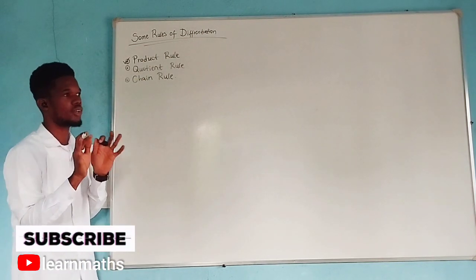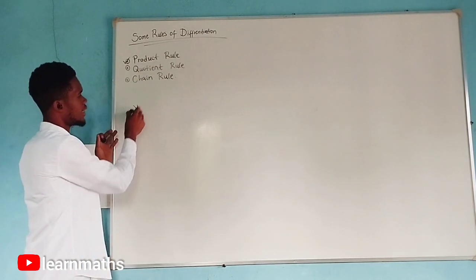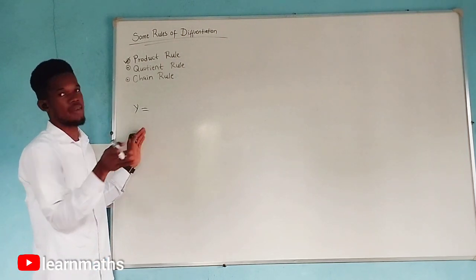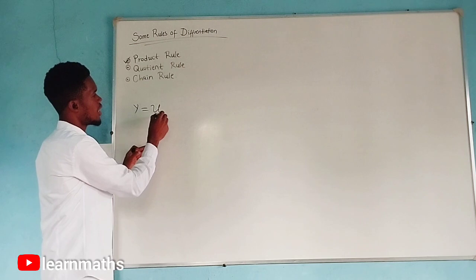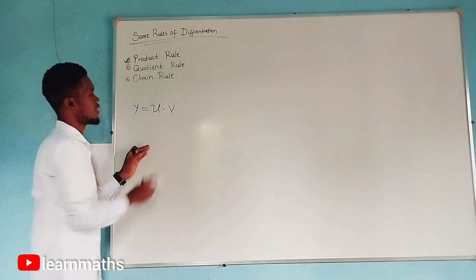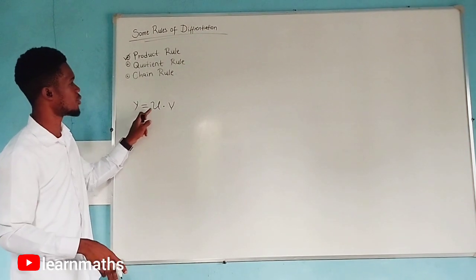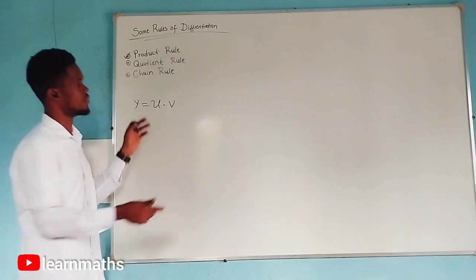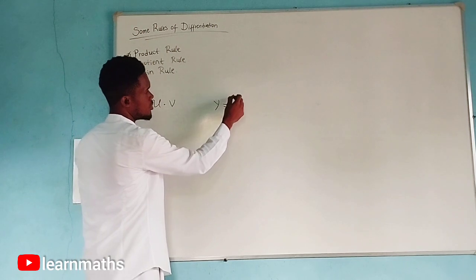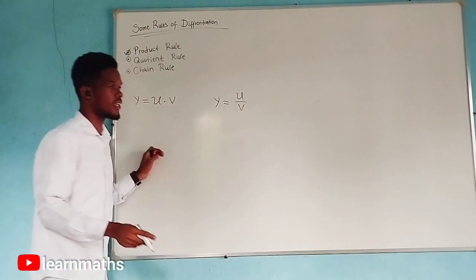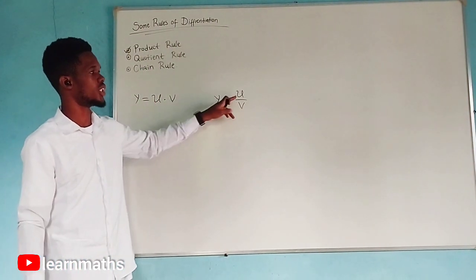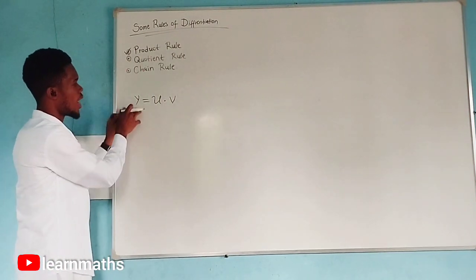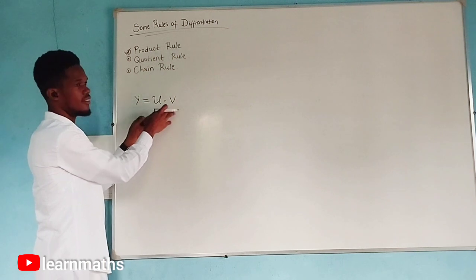Now if you have a function y equal to, now this function y is the product of two terms. Let's say u and v. You can see now y is the product of u and v, right? If we are looking at quotient rule, you have something like y equal to u over v, right? Now the function y will be the quotient of u and v, right? But now we are looking at product rule, y is the product of u and v.